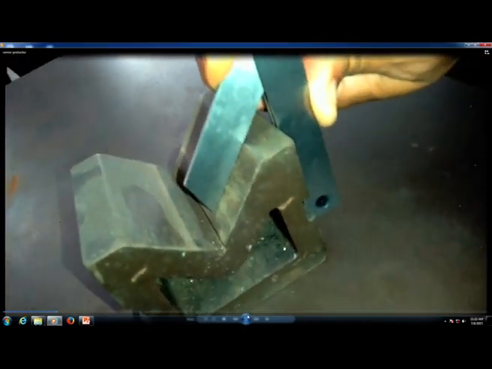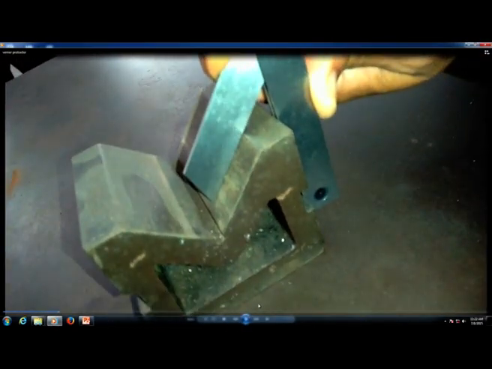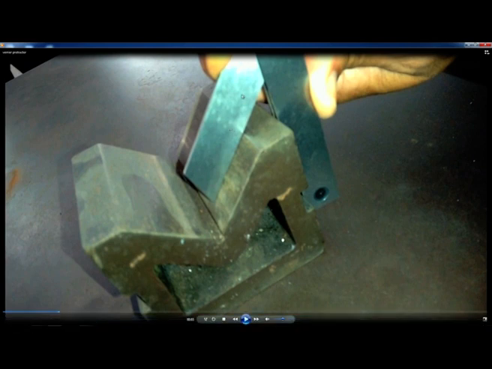Now, you can see here I am using a bevel protractor with vernier, and this is the workpiece. B block is the workpiece, and I want to measure the inclination angle between this particular surface and this surface. You can see how to keep the blades. We should see that one blade is in contact with this particular surface, and the other blade should properly contact the other surface.